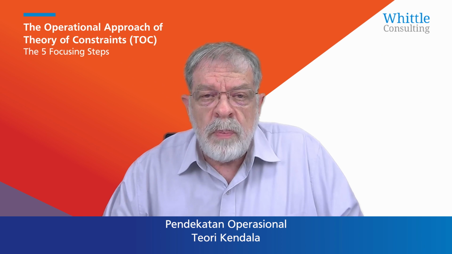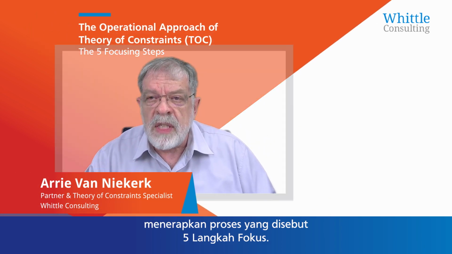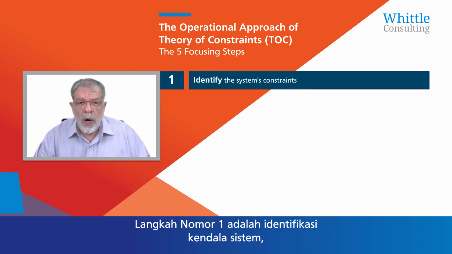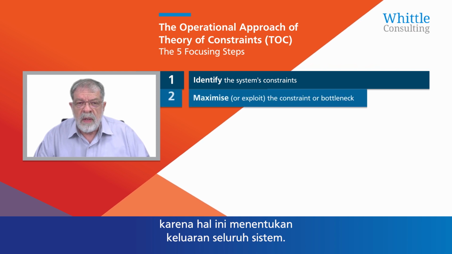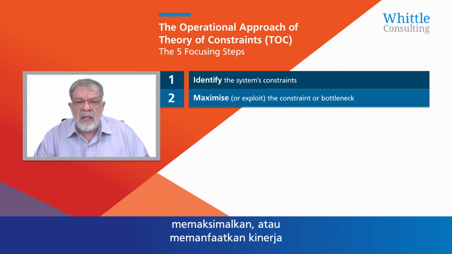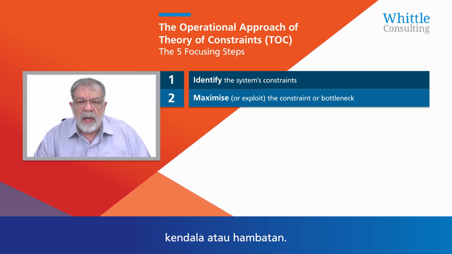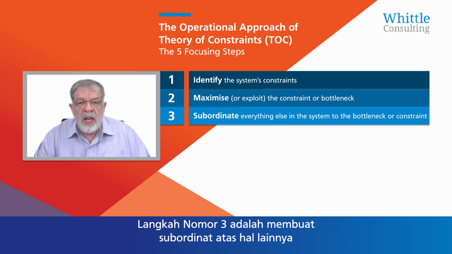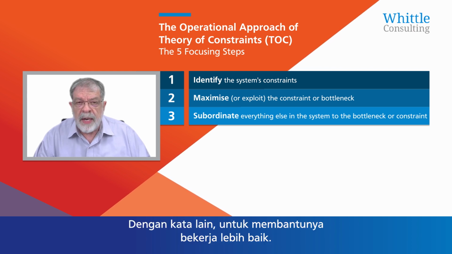The operational approach of theory of constraints applies a process called the 5 focusing steps. Step number 1 is identify the system's constraint, because it determines the throughput of the whole system. Step number 2 is then to maximize or exploit the performance of the constraint or the bottleneck. Step number 3 is to subordinate everything else in the system to the requirements of the bottleneck or the constraint. In other words, to help it perform better.